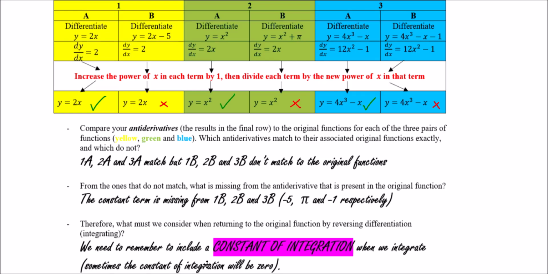Sometimes a constant of integration will be 0. In other words, sometimes there won't be a constant of integration you need to consider. But just in case, you need to add in a constant of integration. And what we call this constant of integration, we almost always call C. C stands for the constant of integration.